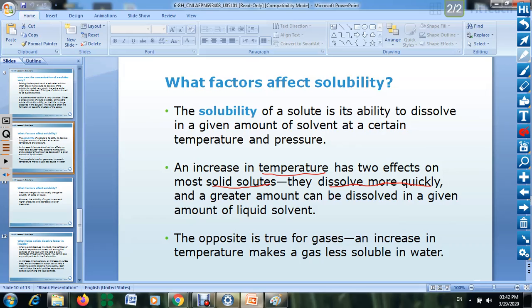What about the gases? Actually, gases, when you increase the temperature, the solubility of gases will decrease. It's the opposite. It's very important to know that. The opposite is true for gases. So for gases, when you increase the temperature, the solubility of gases will decrease. It will be less. I'll give you an example.